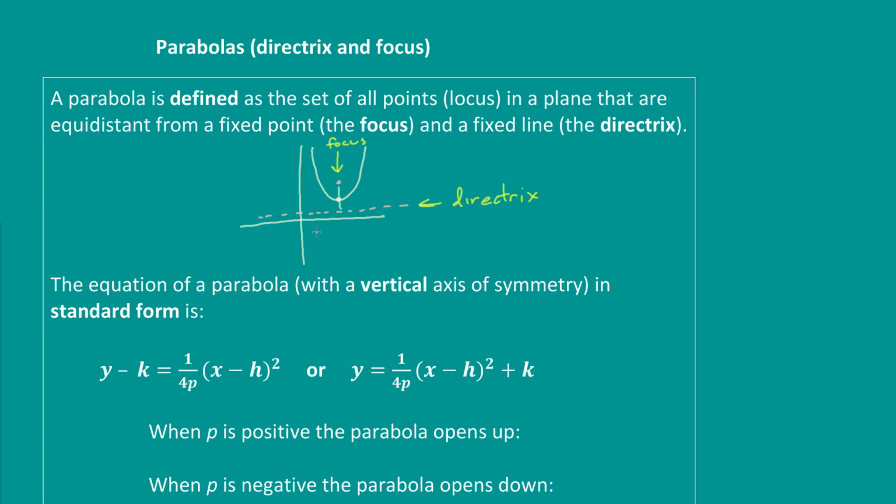So this and this should be equal. This and this should be equal. All of these points, this and this, should be equal. Like this should be equal to this. This should be equal to this. If we've drawn the parabola correctly, all of the points should be equidistant between the focus and the directrix.